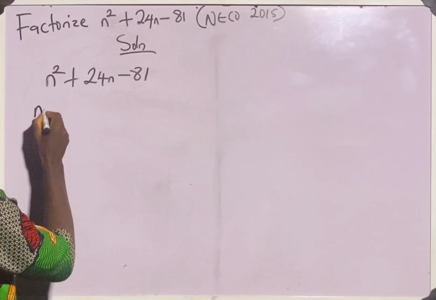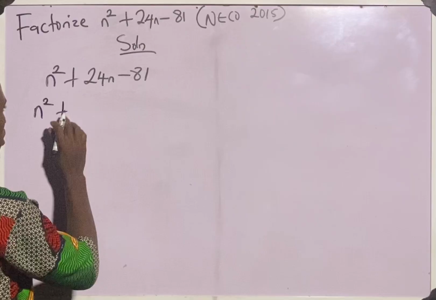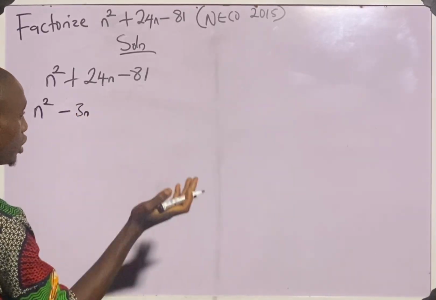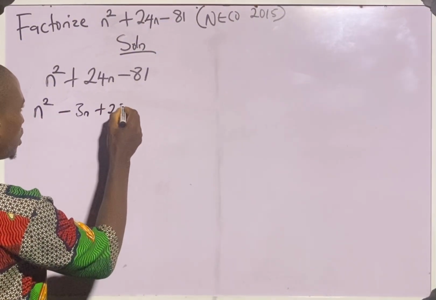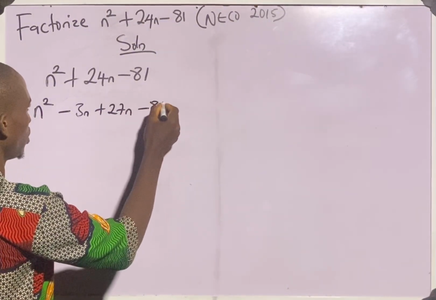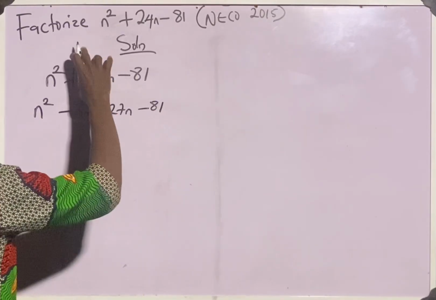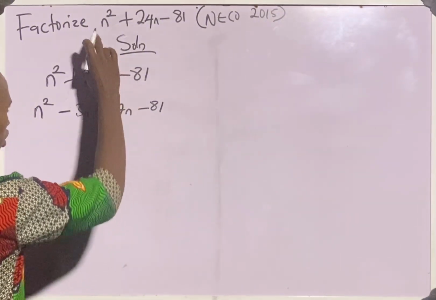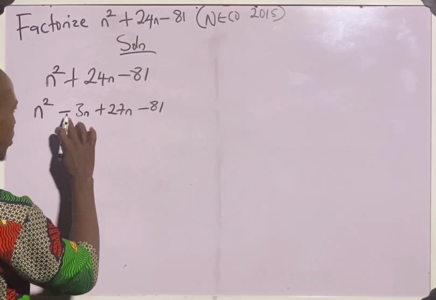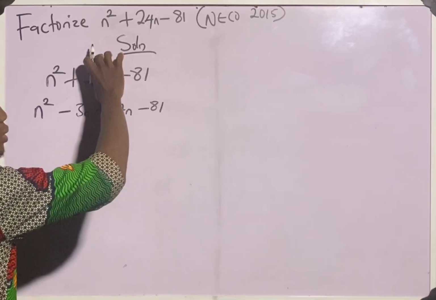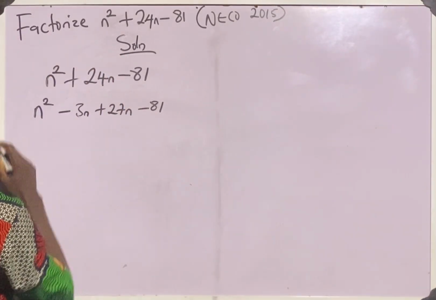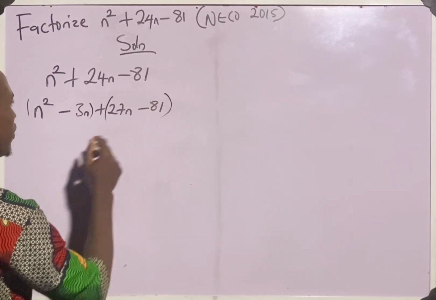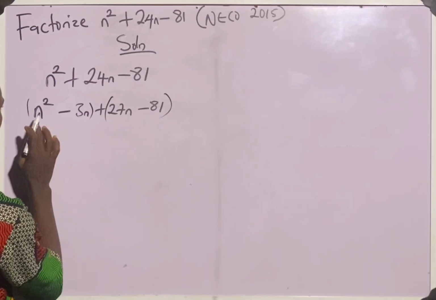So that n squared plus, let's work with the lower number, minus 3n. You can start with any of the numbers though, plus 27n, minus 81. How to know that you're right in this quadratic equation is that you can go back to the previous stage: minus 3n plus 27n gives us plus 24n, so you are still correct. So now, let's factorize this.